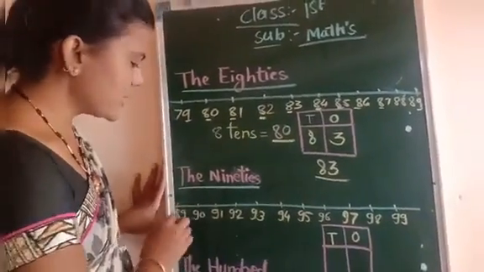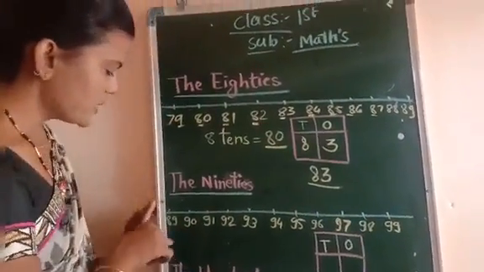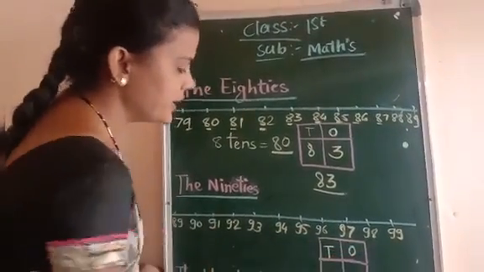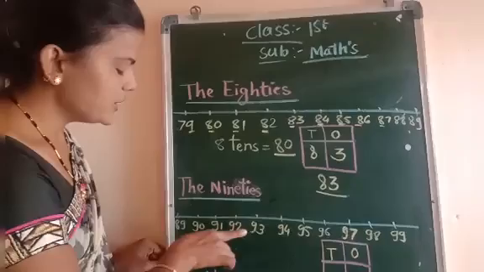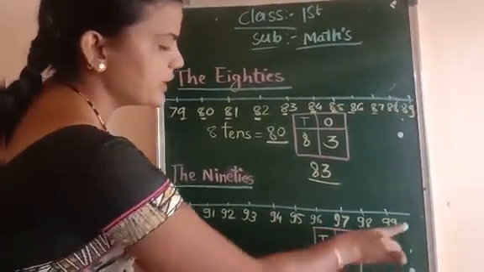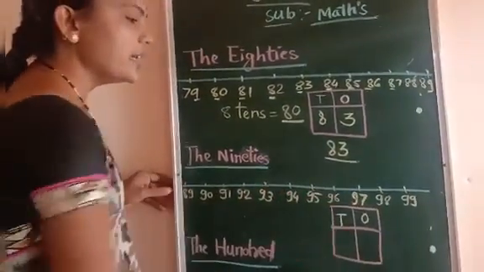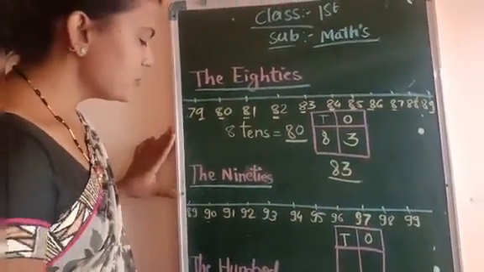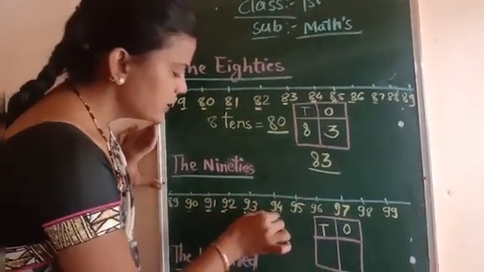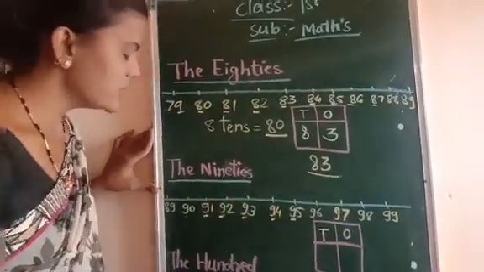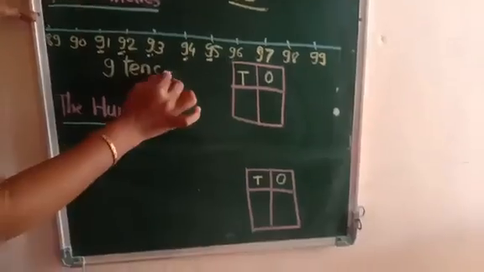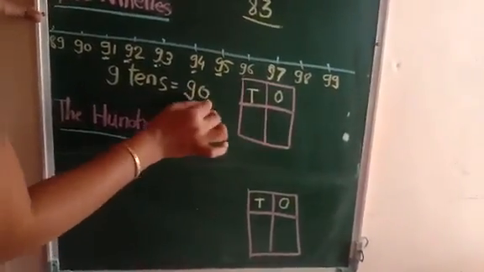This is a number line, and on the number line there are some numbers from 89 to 99. 90, 91, 92, 93, 94, 95, 96, 97, 98 and 99. These all are 90s. Because in this number on the tens place 9 number is present, and 9 tens means 90. We have learned that 9 tens mean 90.